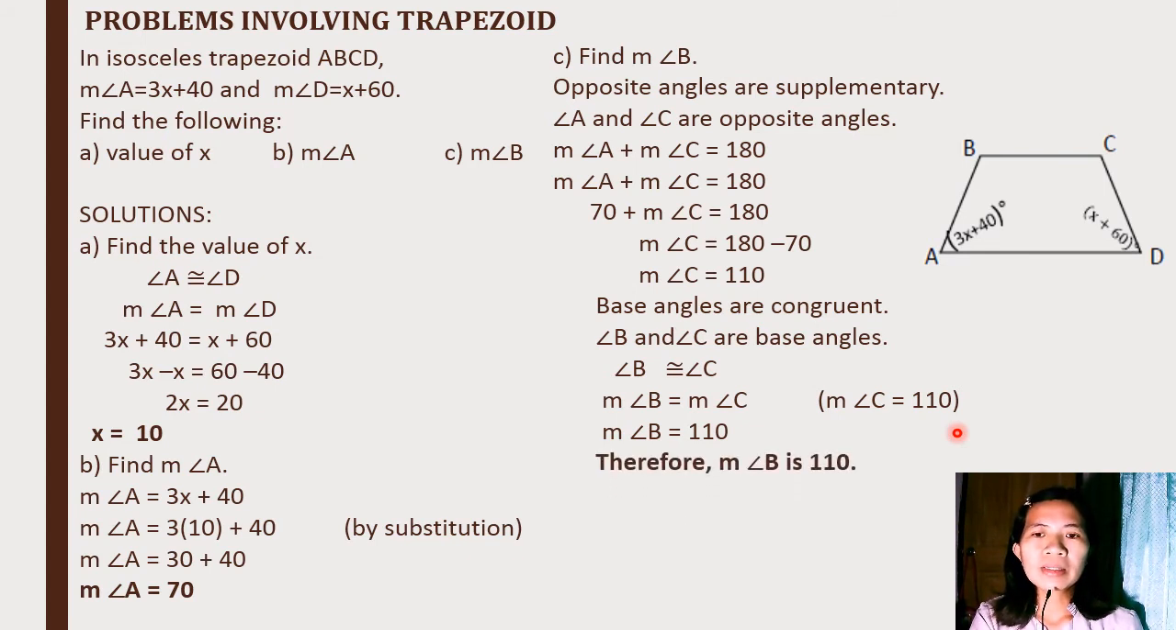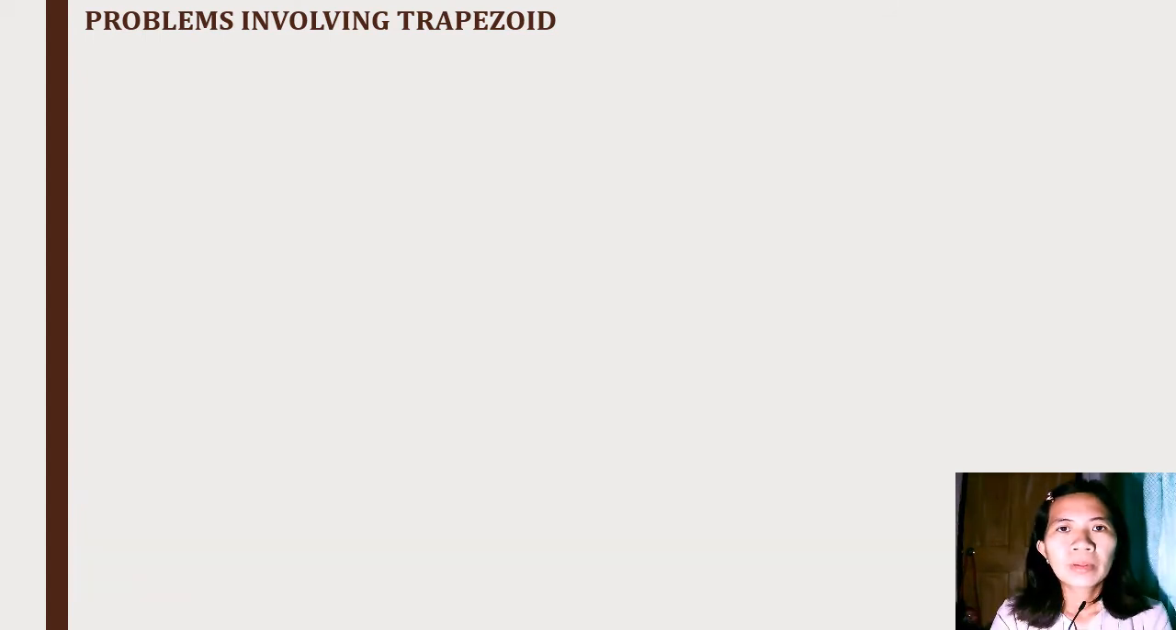So that is the measure of angle B, 110 degrees. If this is 110 degrees, this is 70 degrees. They are supplementary. This is 70 degrees, and this is also 70 degrees, and this is 110 degrees. Okay, let's have another problem involving a trapezoid.